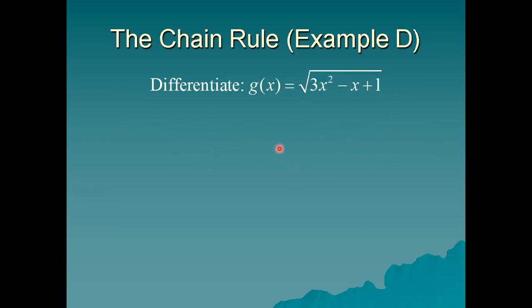After that, we have another example. Differentiate g of x, which is equal to the square root of 3x squared minus x plus 1. Okay, we can rewrite the equation like this. Remember that a square root is just equal to a power of 1/2. Therefore, we raise the whole expression inside the square root to 1/2, because we're not violating our rule when we do it like that.